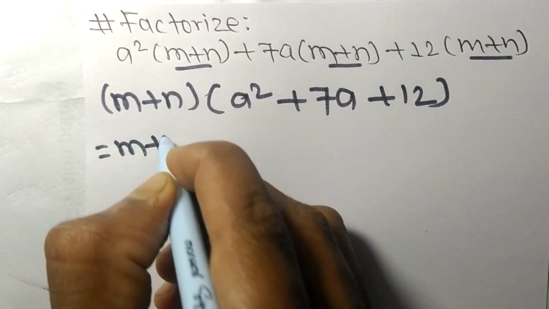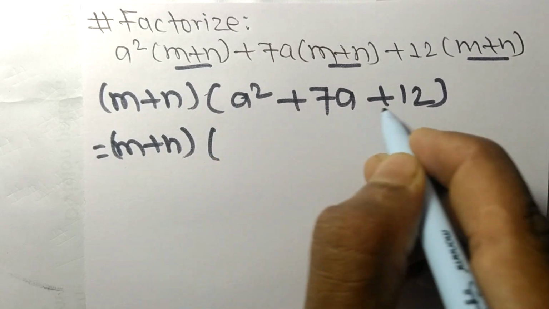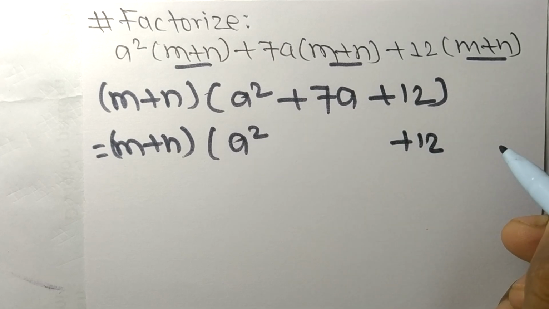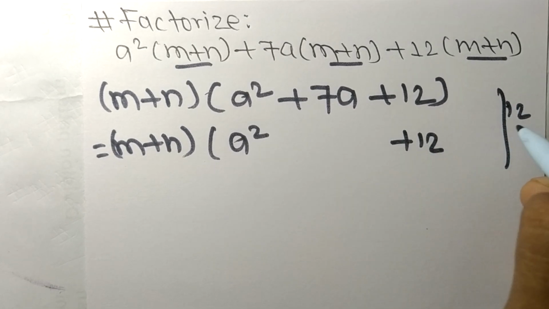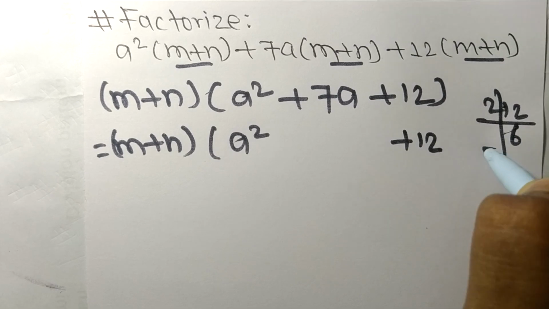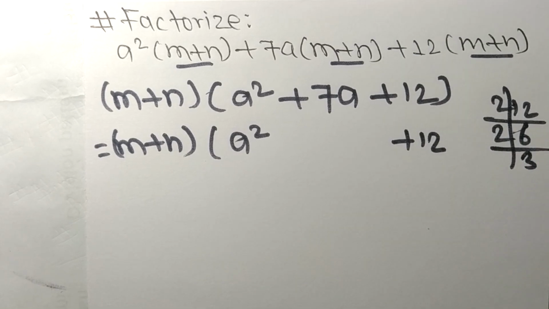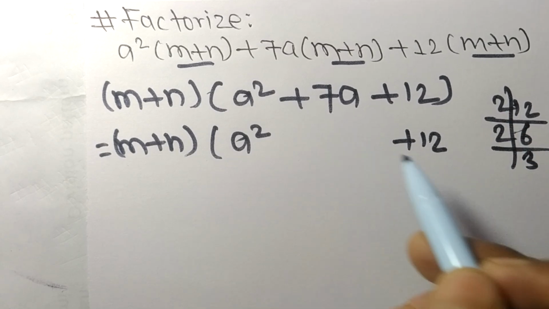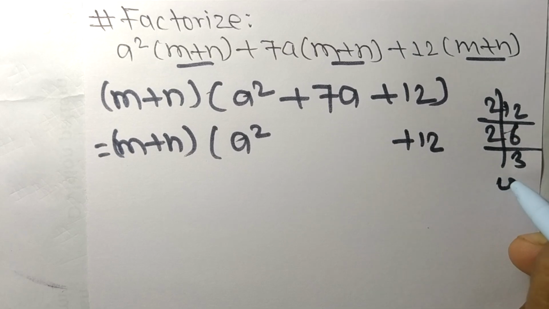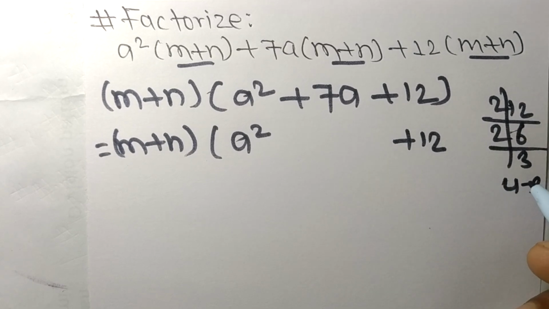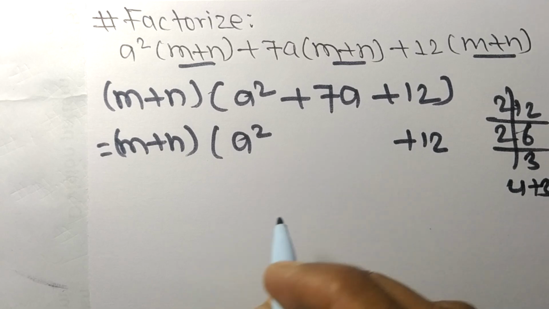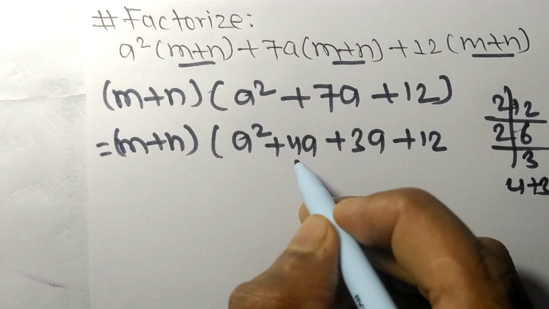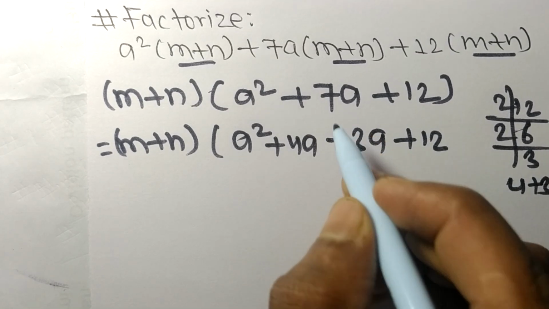So first m plus n, and in the second part a square is the same and 12 is also the same. So while factorizing 12 we get 2 times 6 makes 12, 2 times 3 makes 6. So now, multiplying within this number we take here 7. So that is 2 times 2 makes 4, and this 3, and 4 plus 3 makes 7. So it becomes plus 4a plus 3a. So 4a plus 3a makes 7a.